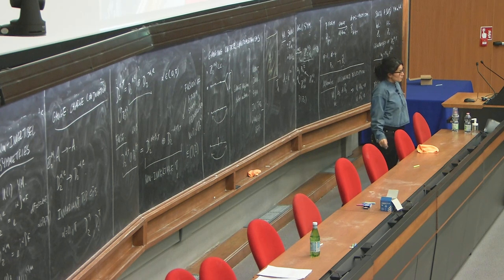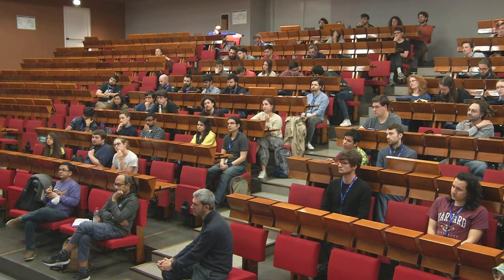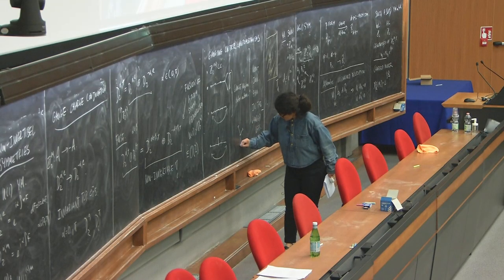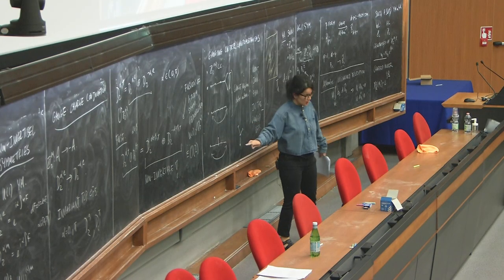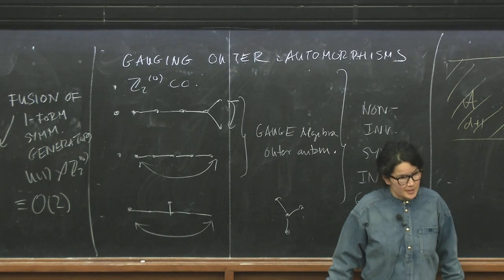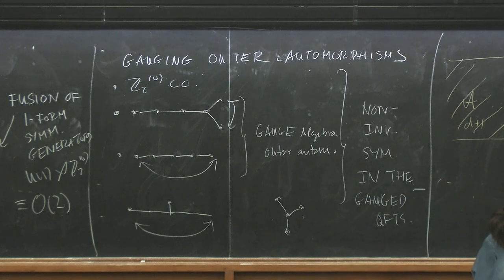Yeah. Does anything special happen with SO8 because of its triality? Yeah, so there, if you have Spin(8), you actually can gauge the full S3. And that's a very interesting thing to do. Yes. Thank you. Because it's non-abelian.